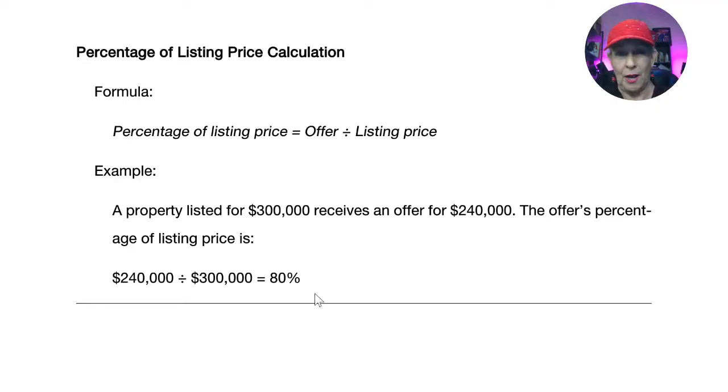I mean, this is quite a reduction. The offer was for 20% less than the original list price, or 80%. Doing 240 divided by 300, it was 80%. The offer was 80%, or they offered 20% less, right? And why do I say that? Well, 80% plus 20% equals 100%. We're always dealing with 100.